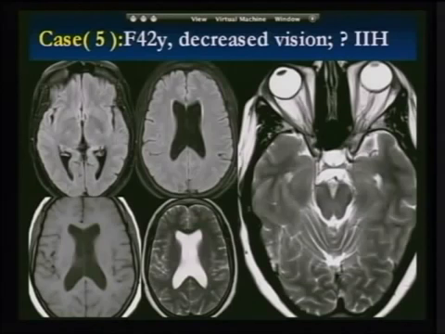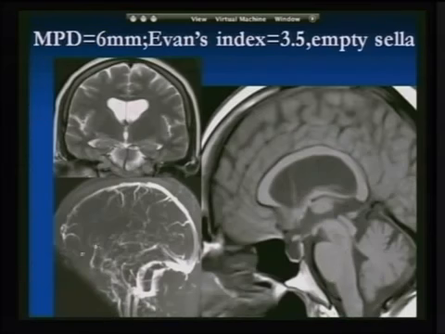Another patient, female, decreased vision, coming also for idiopathic intracranial hypertension. Again, there is optic hydrops, non-impressive ventricular system which is slightly dilated, empty sella, normal MRV. Again, is it idiopathic intracranial hypertension?